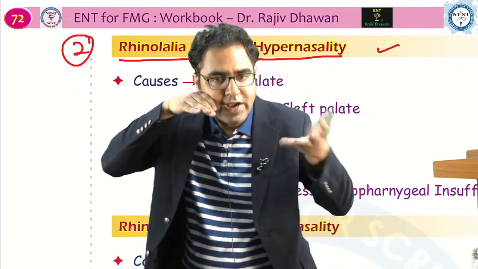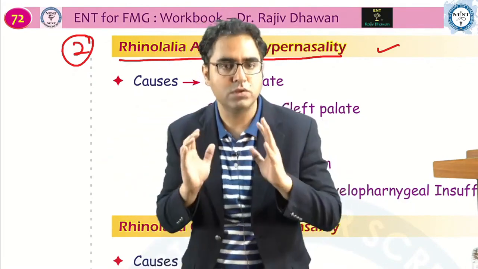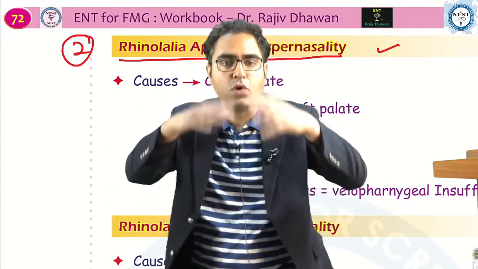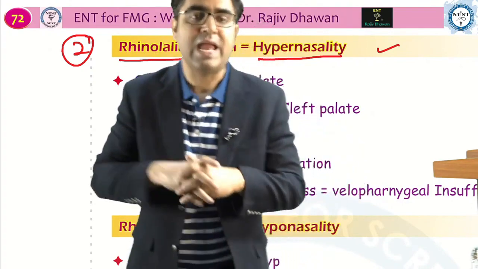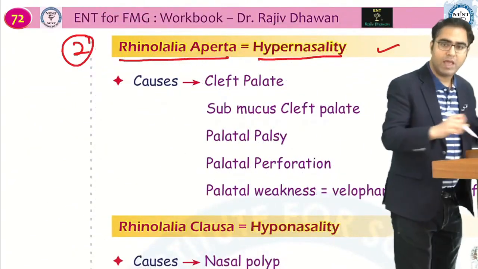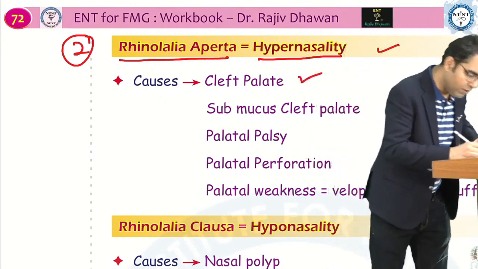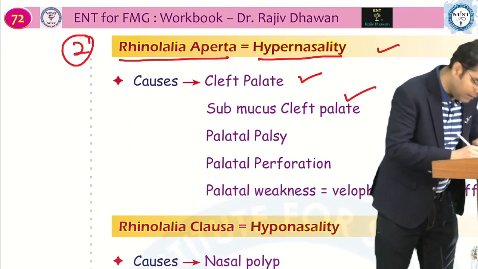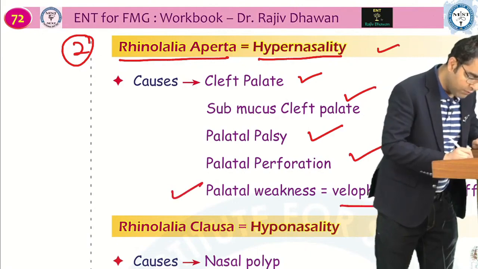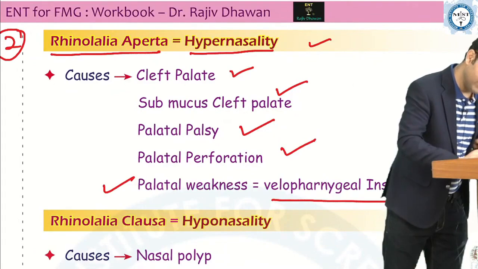If your palate is defective, your nose will mix with the mouth. If the palate separates the nose from the mouth and it is defective, it will create a mixture of the nose air with the mouth air, beta. So any problem of palate will cause rhinolalia aperta. What are the causes? Everything palate. Cleft palate, submucous cleft palate, palatal palsy, palatal perforation, palatal weakness, also called velopharyngeal insufficiency.